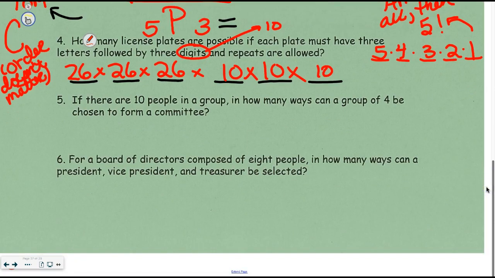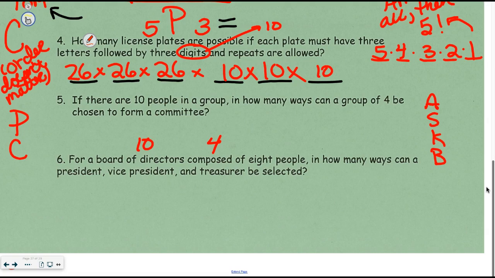If there are 10 people in a group, in how many ways can 4 be chosen? And you have to decide, does the order matter or does it not? So you actually have to put yourself into that situation. So there are 10 people, and I'm going to choose 4 to be on my committee, the prom committee. And my choices are Alicia, Sam, Kaden, and Bill.